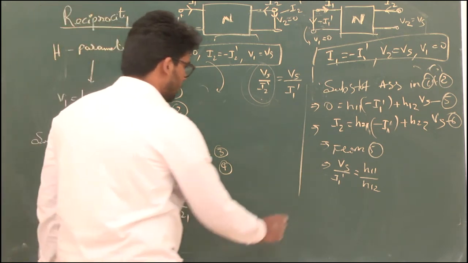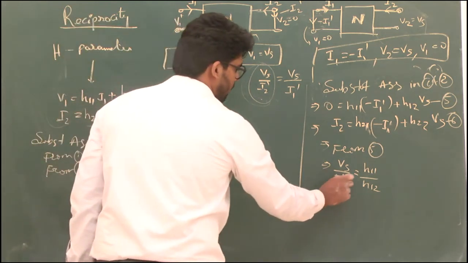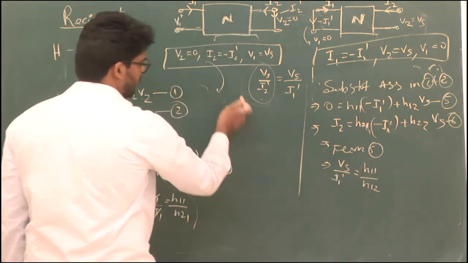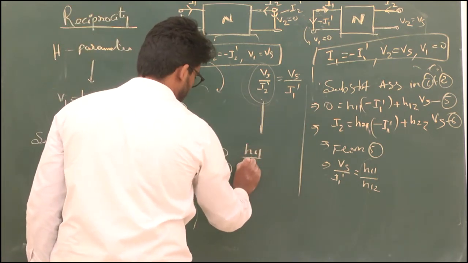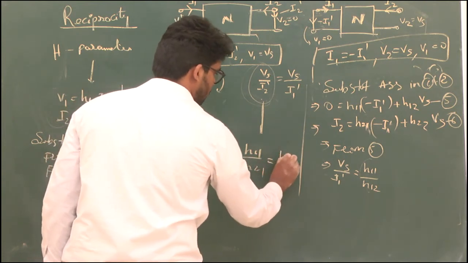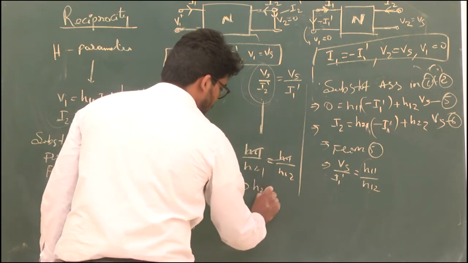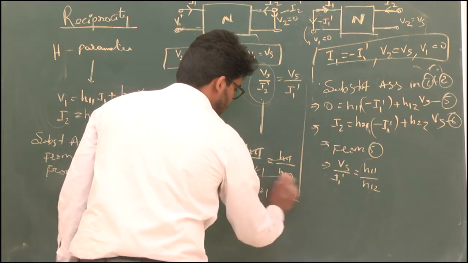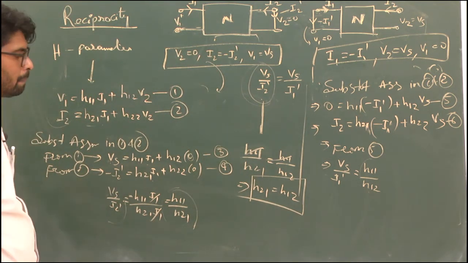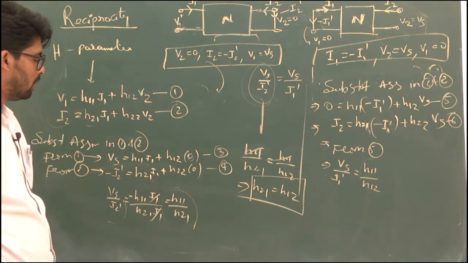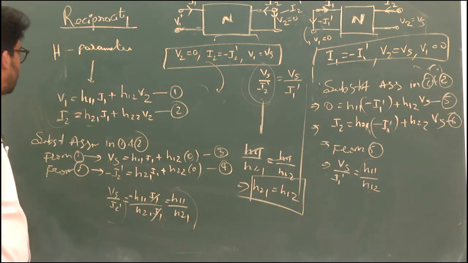So we got Vs by I2 dash as h11 by h21, and Vs by I1 dash as h11 by h12. So replace this equation here. This is h11 by h21 equal to h11 by h12. We cancel the numerator on both sides. You will get h21 equal to h12. So this is the condition for reciprocity of hybrid parameters. Okay, so we'll move to ABCD parameters.